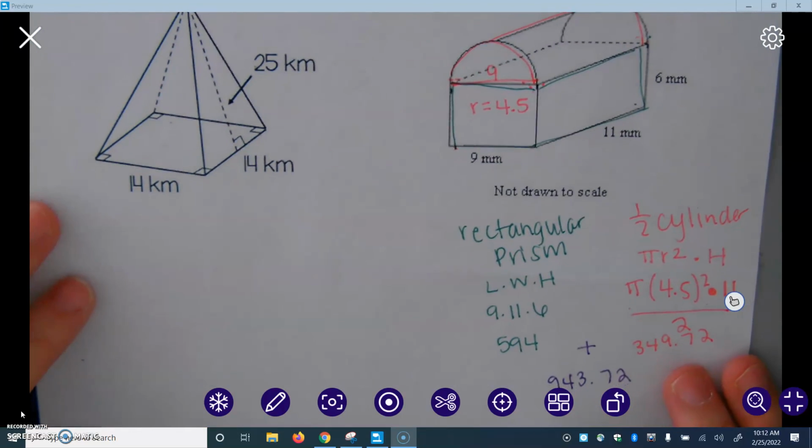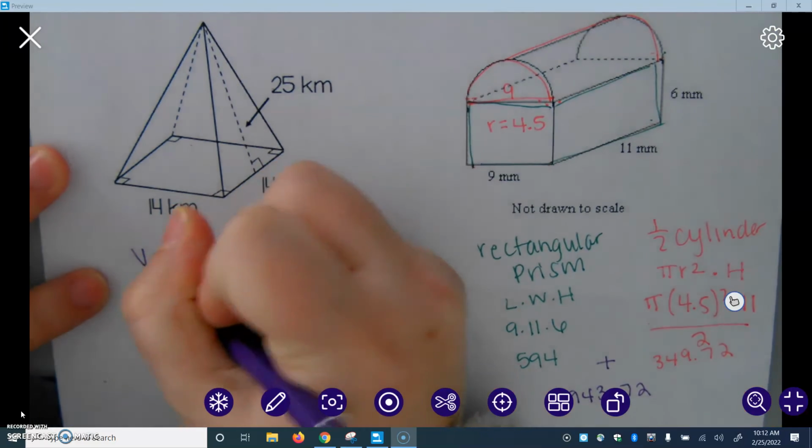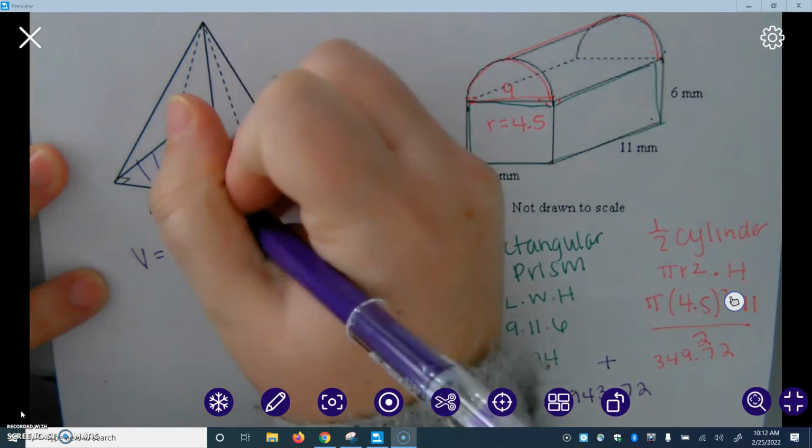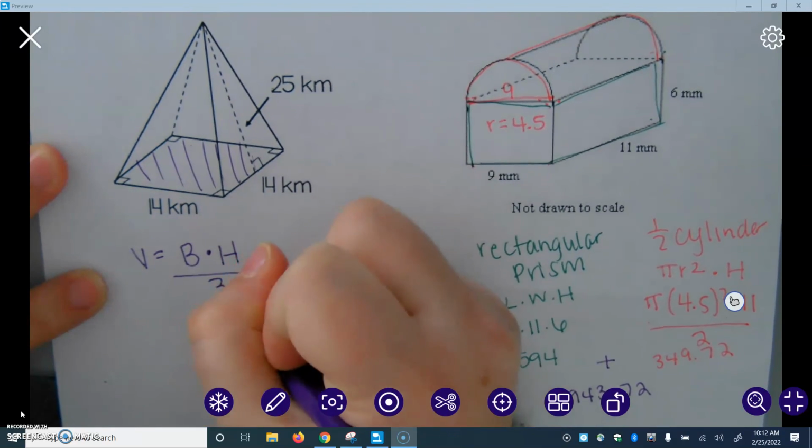All right, so part of your redo is going to be to do this one. This is a pyramid. So the volume of a pyramid is the area of the base times the height, and then divide that answer by 3.